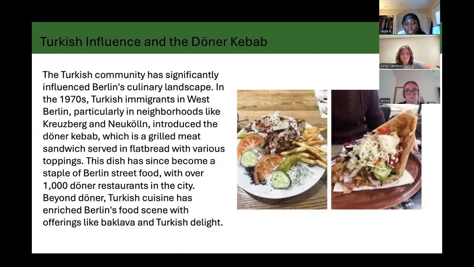Another huge influence widely throughout Germany is the doner kebab. In the 1970s, Turkish immigrants in West Berlin introduced the doner kebab, which is basically a traditional kebab, the grilled meat, but it's served on a sandwich and a flatbread with various toppings. This dish has since become a staple of Berlin street food with over 1,000 doner restaurants within the city. Beyond that, Turkish cuisine has also enriched Berlin's food scene with offerings like desserts such as baklava and Turkish delight.